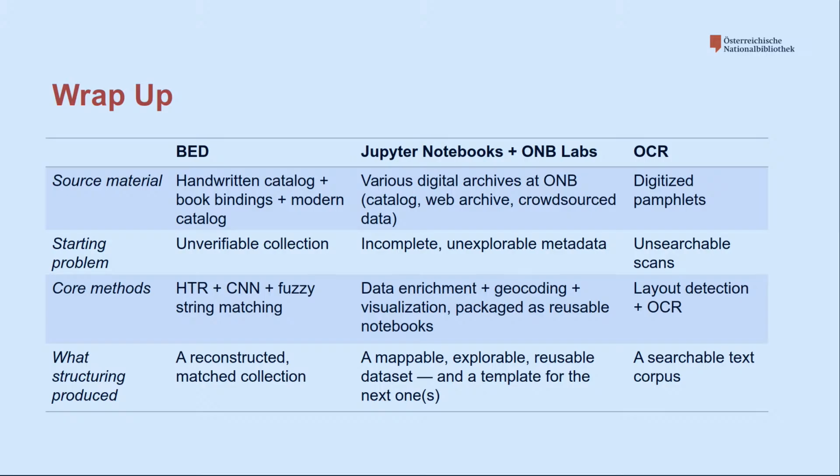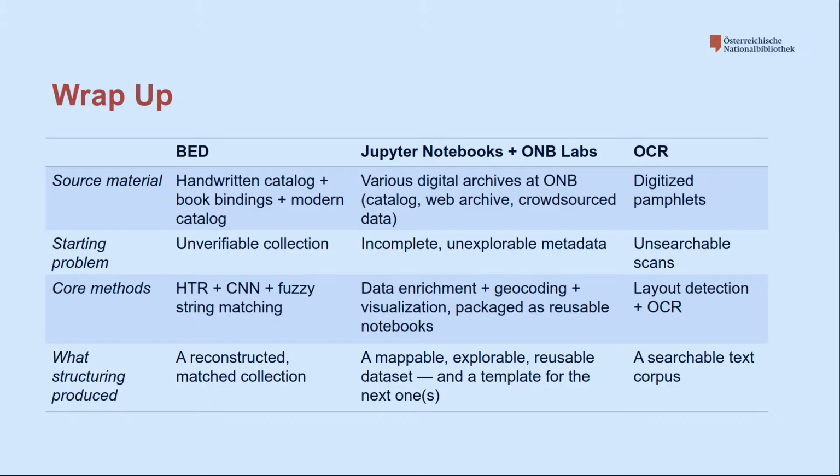The core methods that we explained a little bit were handwritten text recognition, image recognition using machine learning, and fuzzy string matching. For the Jupyter Notebooks, we had data enrichment, geocoding, so localizing points on a map and then visualizing them, and most importantly, also packaging them as reusable notebooks that other people can understand and change, and then use for their projects.